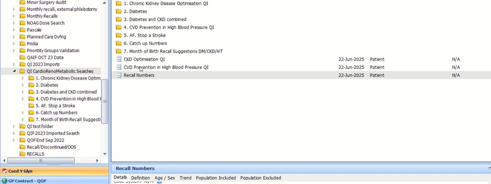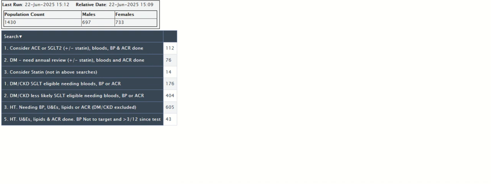I do have an audit search that will give you your recall numbers. The reason I've done this is that if collaboratives or clusters or areas are thinking of projects using support from outside, from the health board or even sponsored support, this would give you an idea of the numbers of patients that you might need from each practice. So you can export this and get an idea of the numbers where you're at.